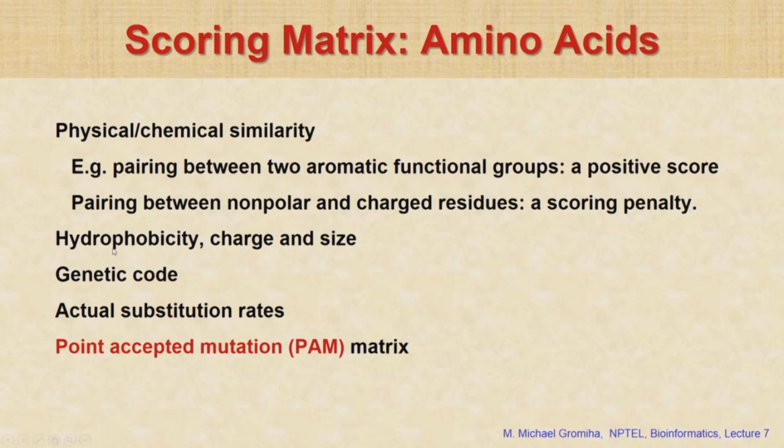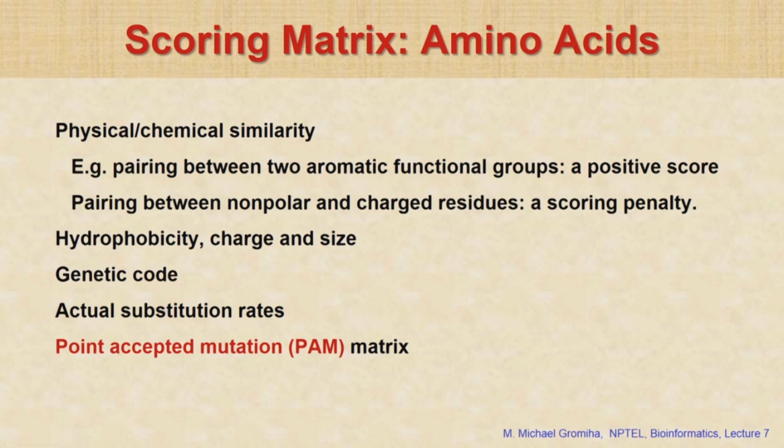And we also compare the hydrophobicity or the charge as well as size. For example, alanine and serine are similar in size. So, if you compare the size, they are similar, right. Accordingly, you can align the sequence, so you can give the score. Then we also discussed the genetic code, how to give a score based on the genetic code, the number of mutations in the DNA, then the codons, right, how many mutations in the codons. From the type of mutations in the codons, we can give weightage based on the genetic code.